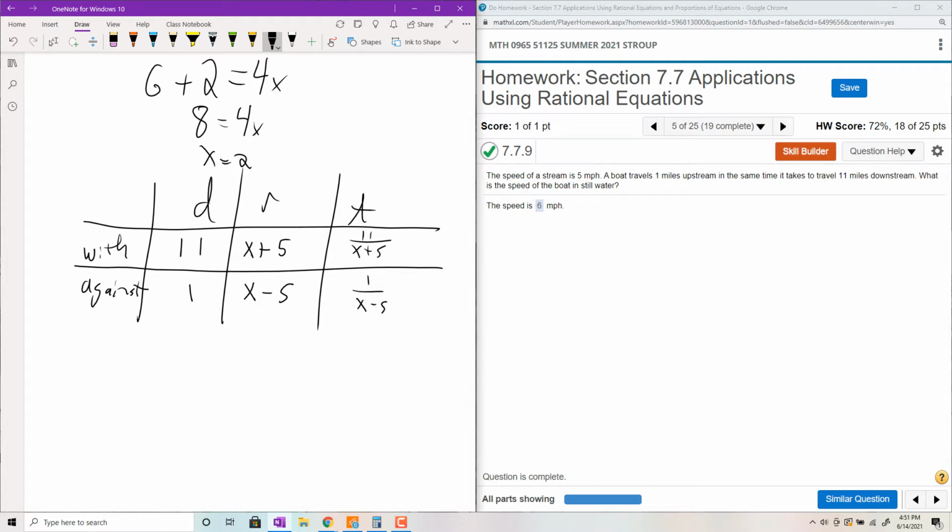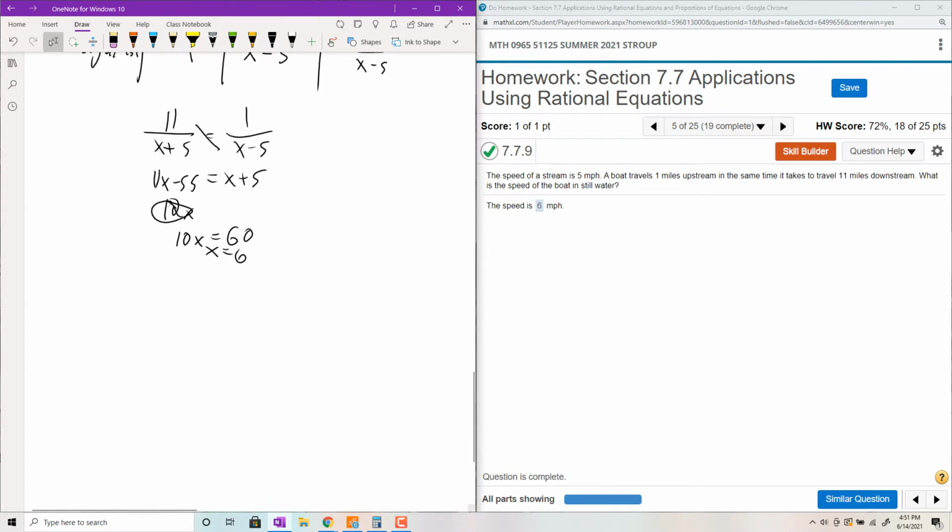And then it's saying that it takes the same time in both cases, so you just equate the times. So you get 11x minus 55 when you multiply those equals x plus 5, and then move the x here. So it's 10x equals 60, so x is equal to 6 for the speed of the boat in still water. Okay, 6 miles per hour.